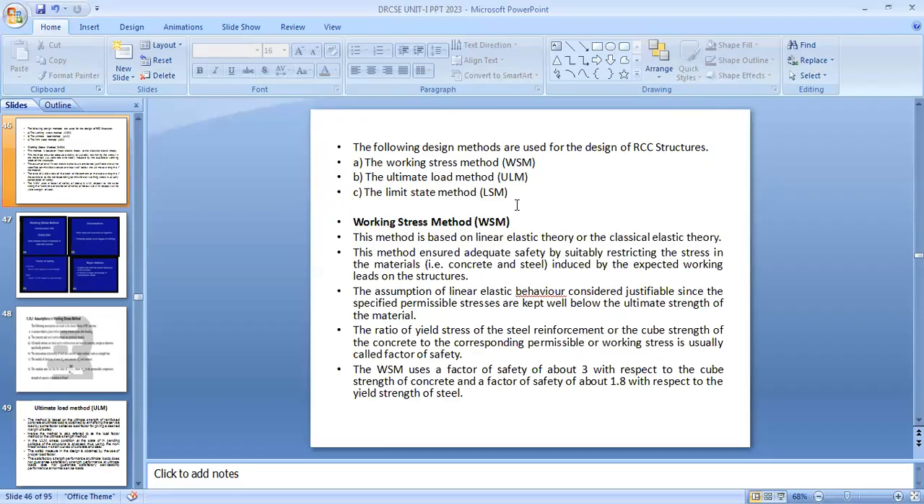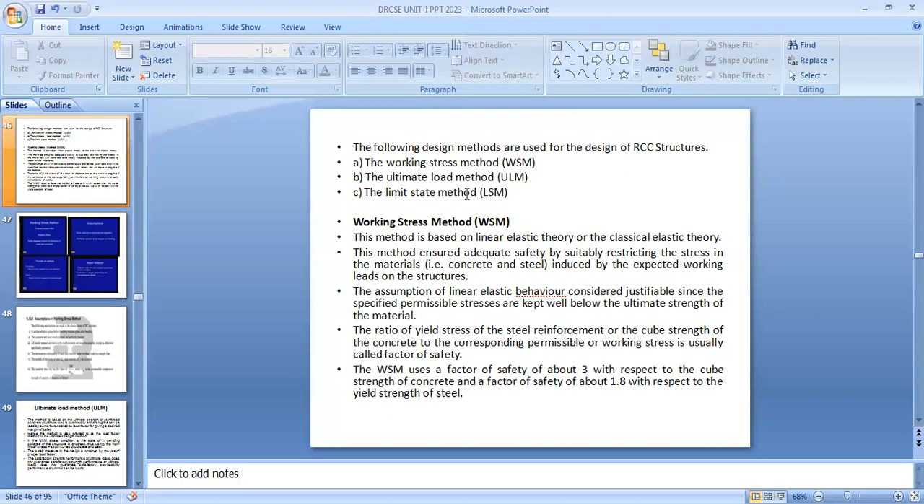So what is the method based on elasticity? Here we are assuming the concrete is elastic, but practically it is not possible. We are assuming the concrete follows elastic theory, so it is very complicated and practically not possible. So we are not using that assumption nowadays. We are using only the existing methods.